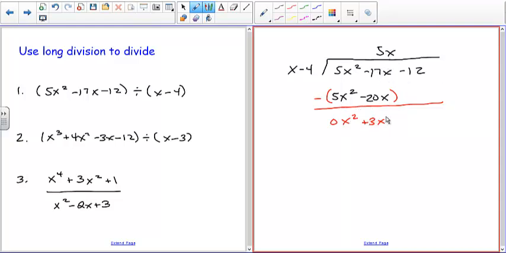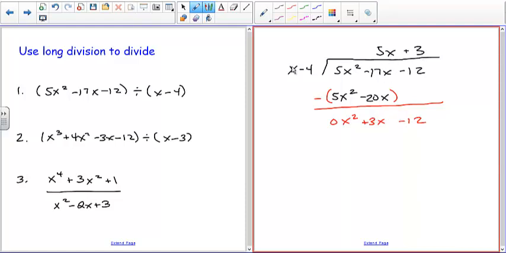This is my highest order term. I've eliminated this one. So the question is, what do I need to multiply x by to get 3x? Well, the answer is plus 3. I put it in the column for the constants. And then I multiply out. So 3 times x. Well, before we do that, though, let's bring down what we have left over. So put minus 12. We just bring that number down.